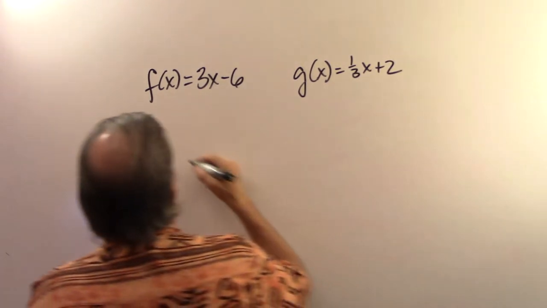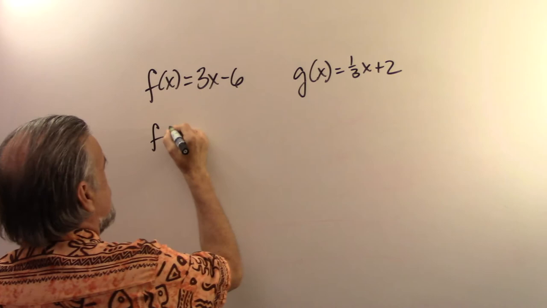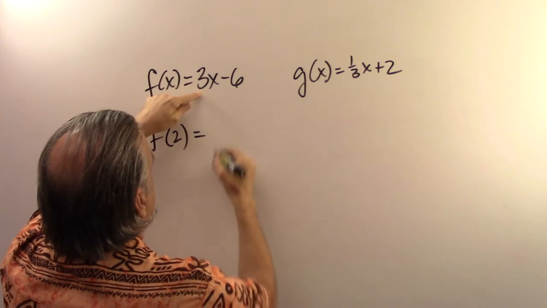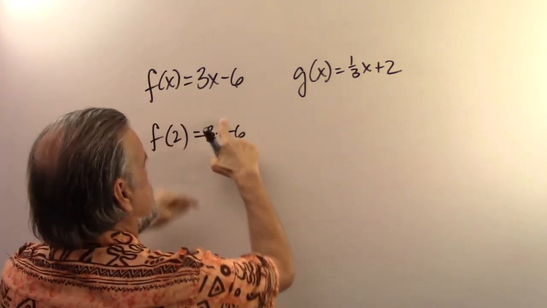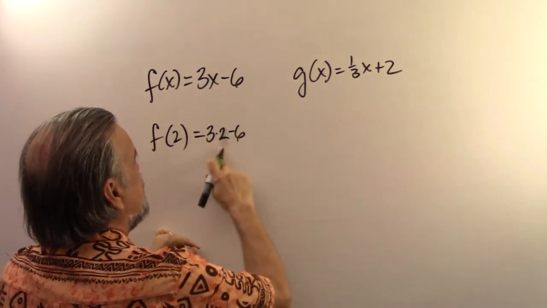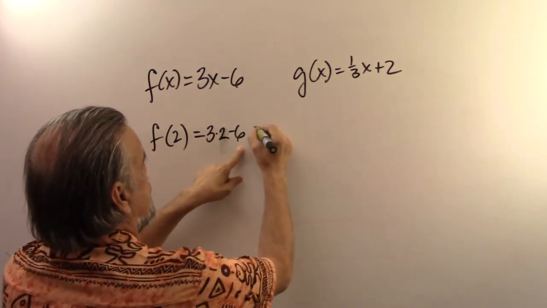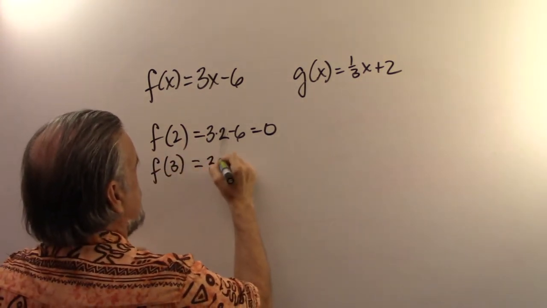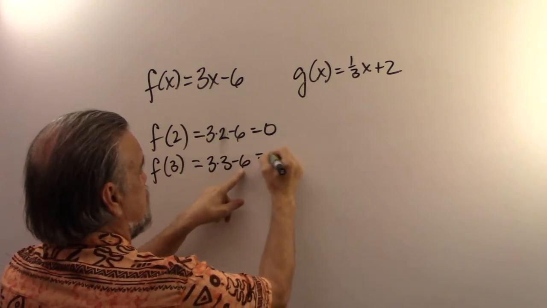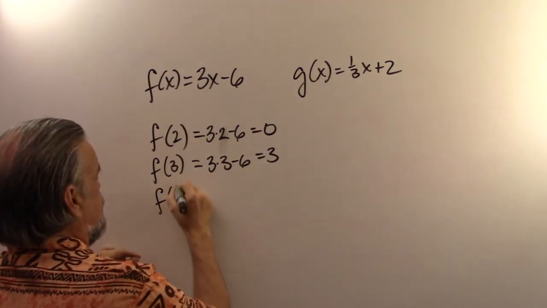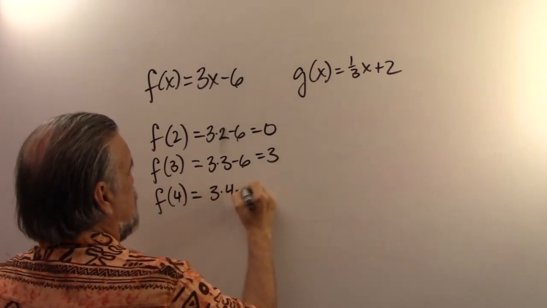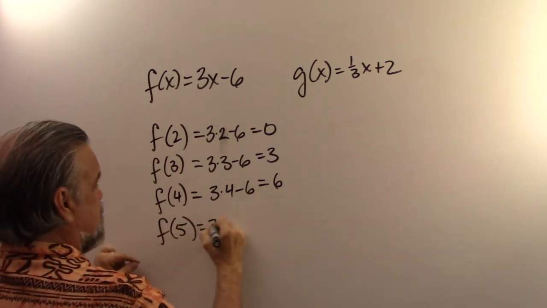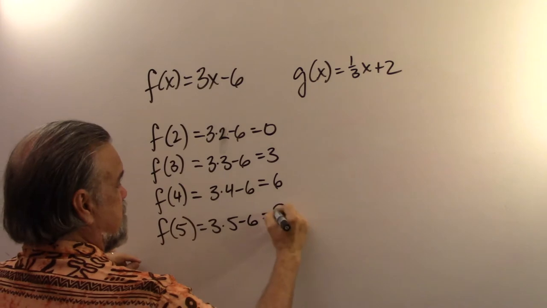Let me give you some examples. If I have f of, let's say 2, f of 2 is 3 times 2 minus 6, and that's 6 minus 6, which equals 0. f of 3 is 3 times 3 minus 6. That's 9 minus 6, which equals 3. f of 4 is 3 times 4 minus 6. That's 12 minus 6, which equals 6. And let's just do one more. f of 5 is 3 times 5 minus 6, which is 15 minus 6, which equals 9.